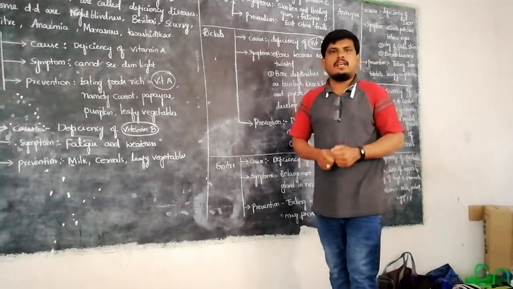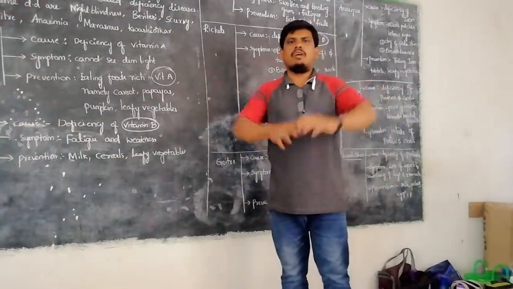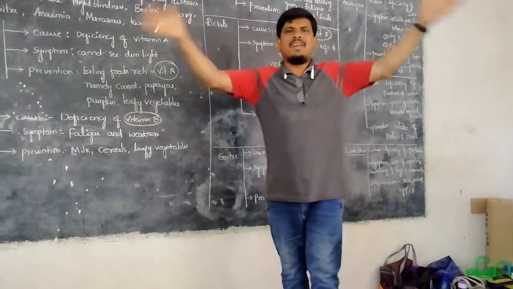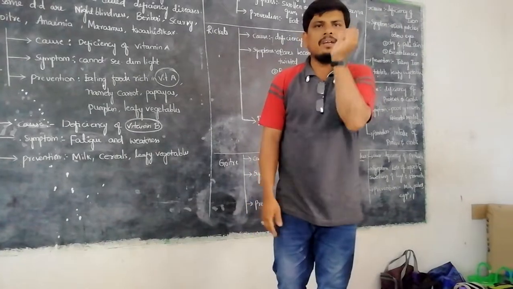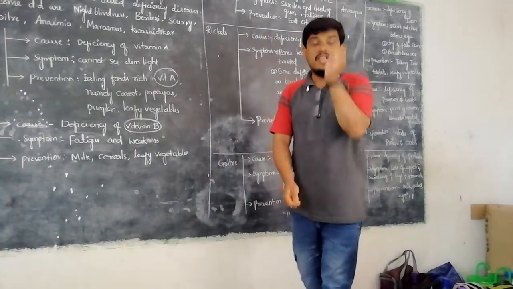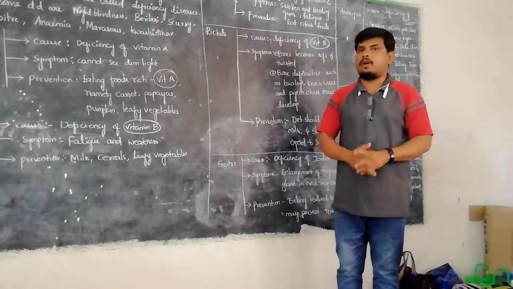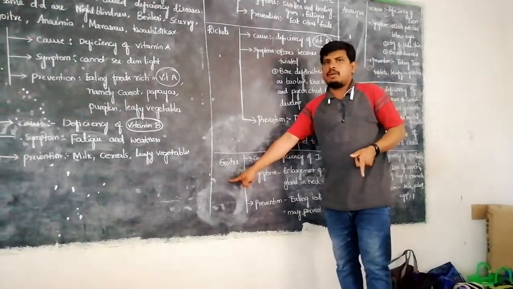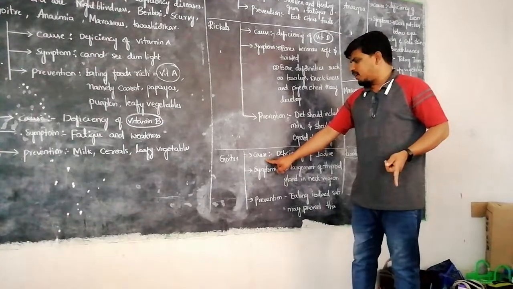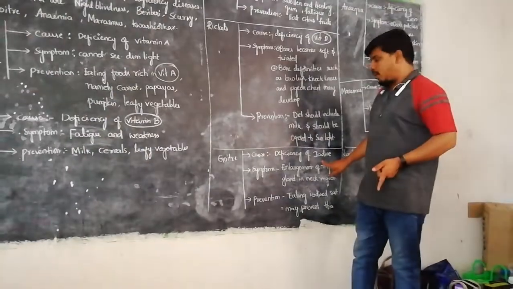As you have known earlier, vitamins and minerals are not required in kgs or grams or some other thing. They are required in milligrams and micrograms. That much of deficiency also causes a lot of difference to our body. In that case, we have to talk about goiter. Goiter is nothing but a disease caused by deficiency of iodine, I said.